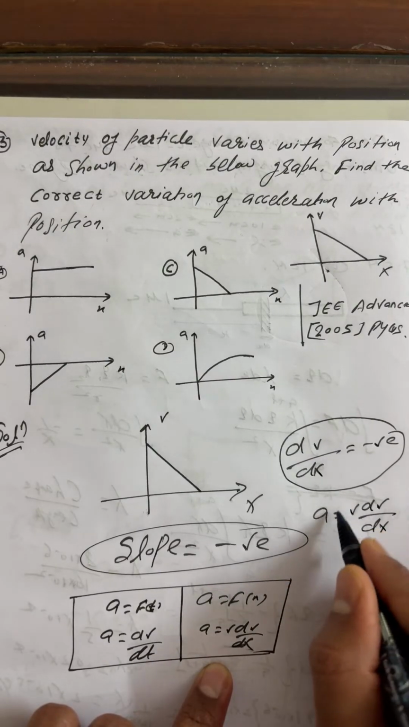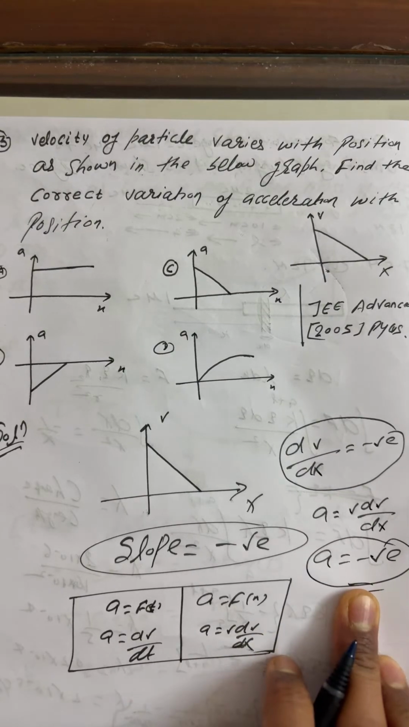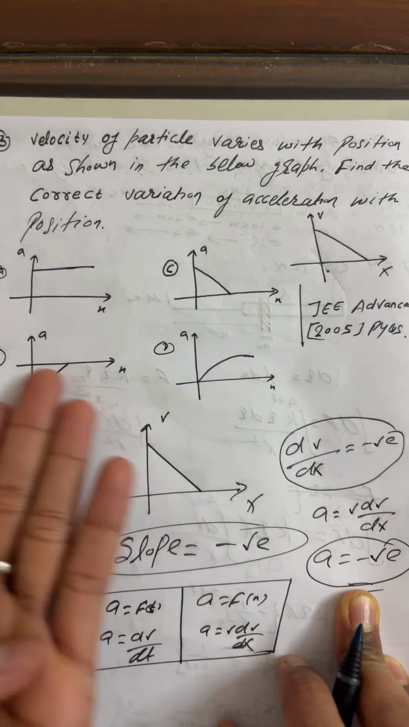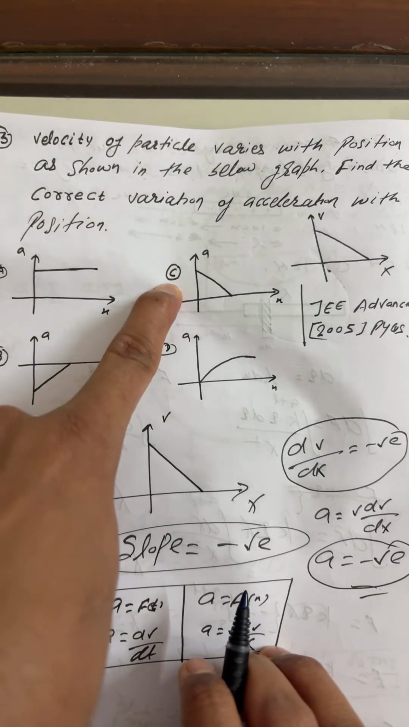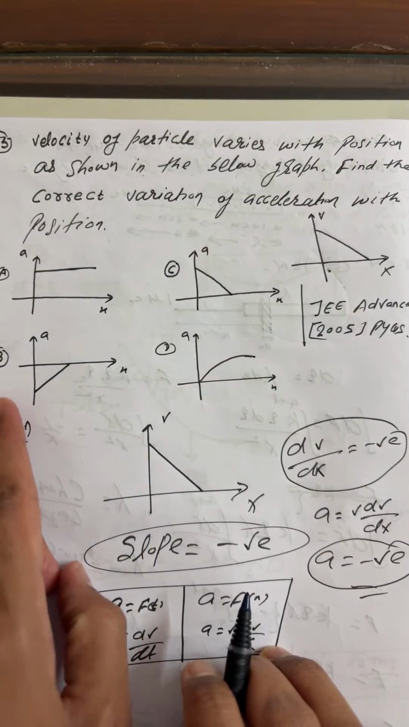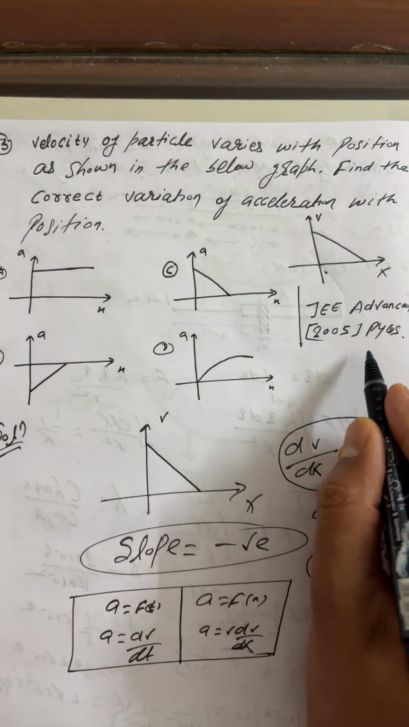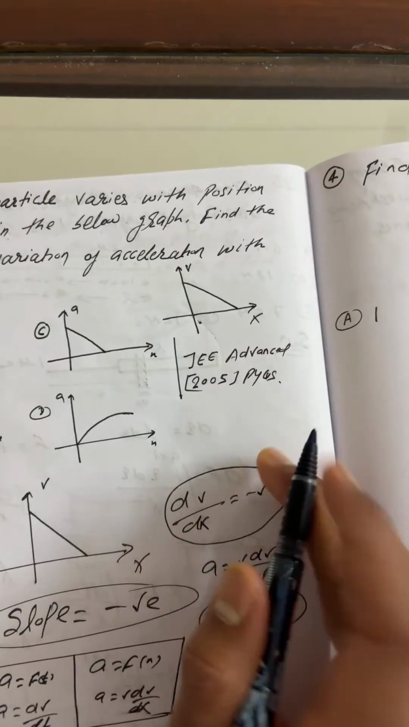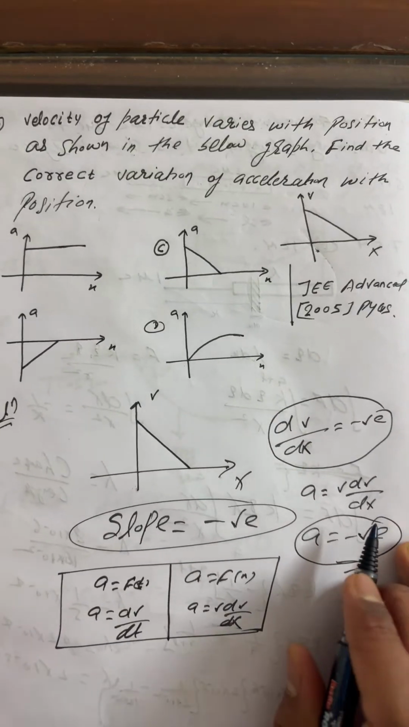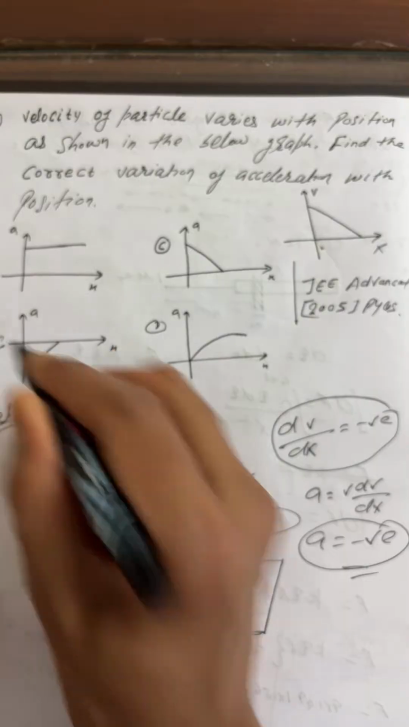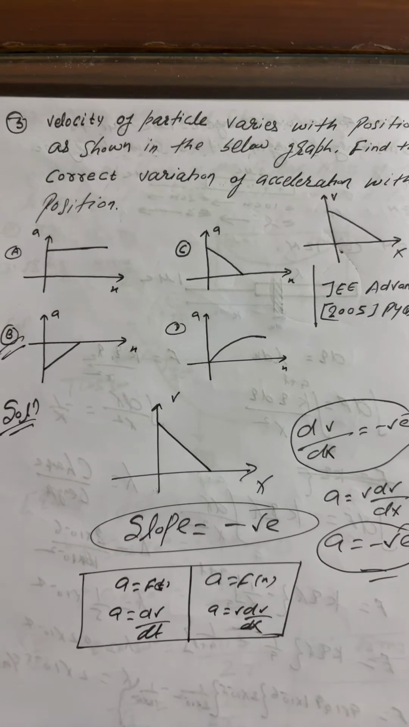Because acceleration we can write as v into dv by dx, here we are getting acceleration negative. You can see everywhere here, no other option is possible at all. This one is positive, this one also positive, this one also positive. We have only one choice to answer the question. Just imagine how easy. This question was asked in JEE Advanced 2005. So what's your answer? Option B is the correct answer for this question.